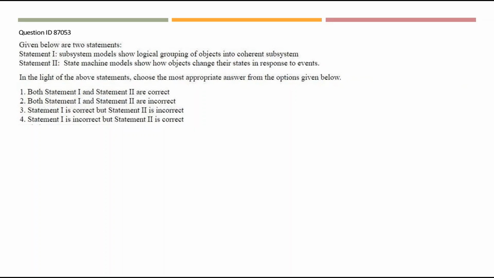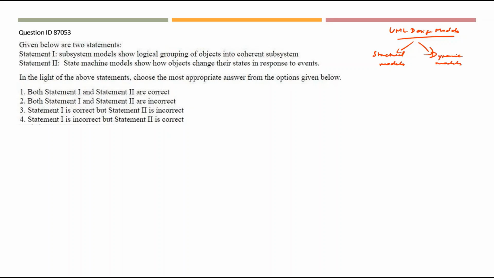Statement 1, subsystem models show logical grouping of object into coherent subsystem. Statement 2, state machine models show how objects change their states in response to events. We have a topic called UML design models. It is divided into two types broadly. One is structural model. The other one is dynamic models.